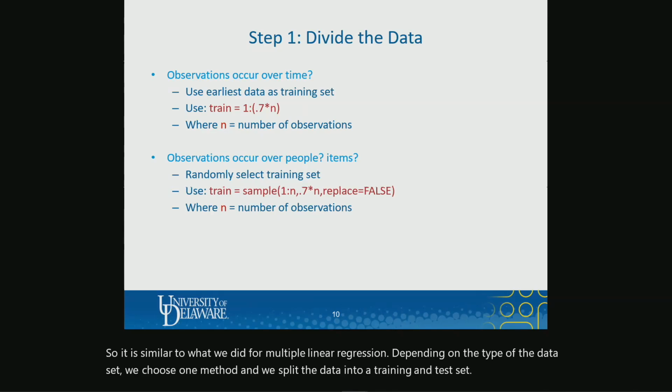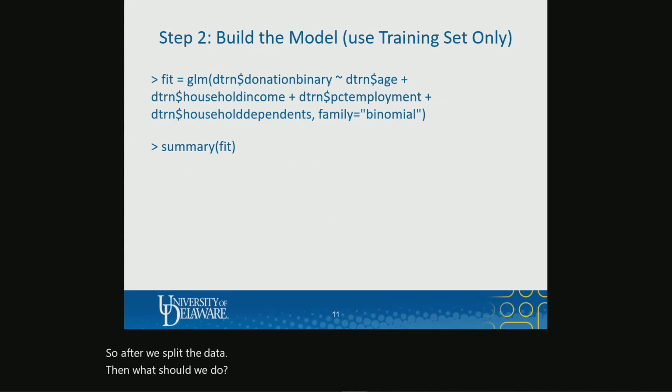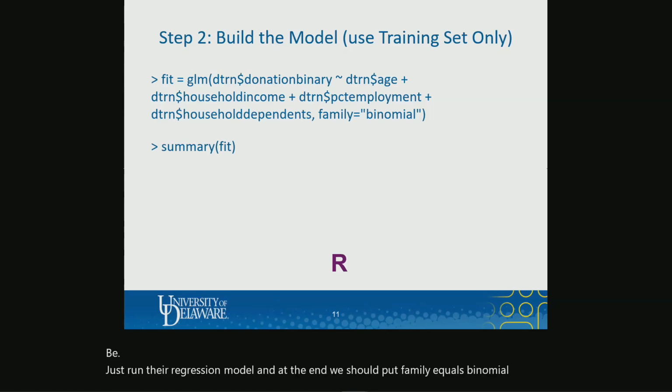Good. So after we split the data, then what should we do? We use the training set to build the model. So we use GLM to just run the regression and run the logistic regression and obtain the coefficients. And we have 4 independent variables. We put the independent variables there and we just run the regression model. And at the end, we should put family equals binomial. Just remember that.